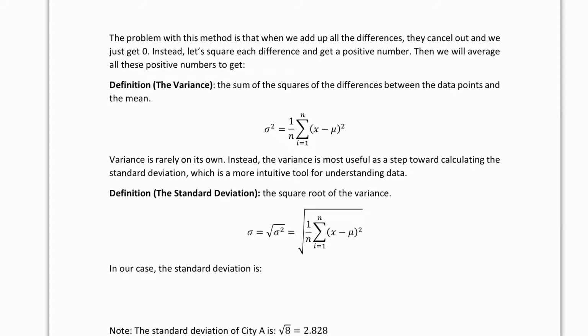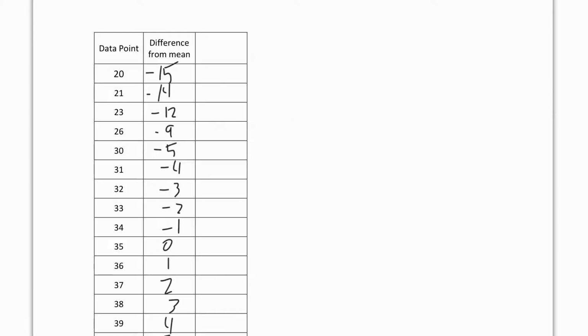So instead of doing that, let's go ahead and square each difference to get a positive number, and then let's average out all these positive numbers. So here we have the differences again, but now we're going to square them. So negative 15 squared is going to become positive 225.